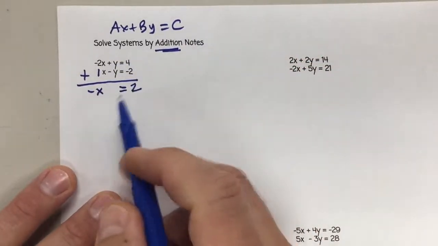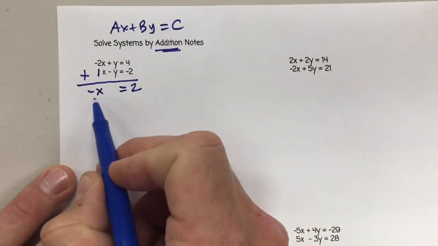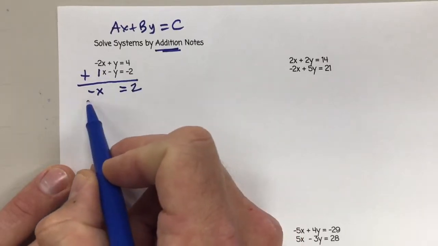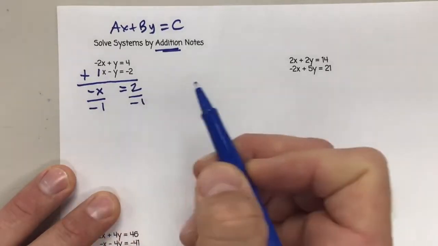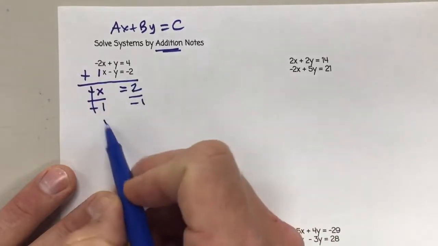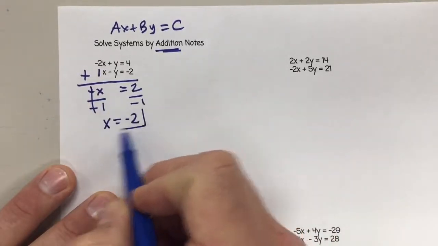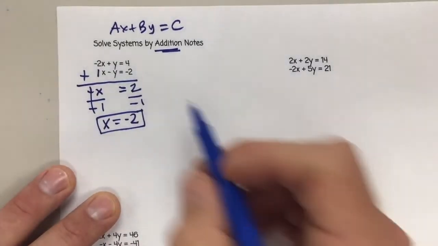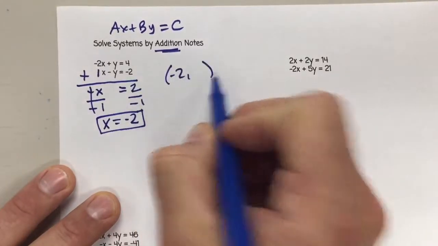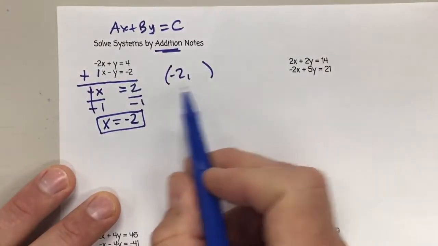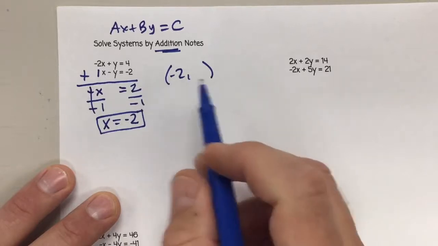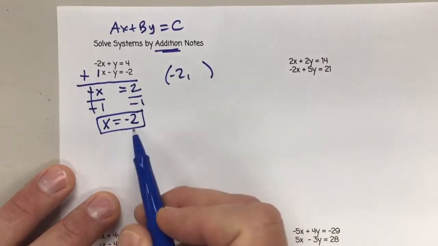So now I can just solve this for x. And the way you solve this for x, since it's negative x equals 2, I divide both sides by negative 1. Those cancel, I get x equals negative 2. So I now have half of my solution. Because remember, we're looking for the point where they cross. So I'm looking for an xy. I just found the x.